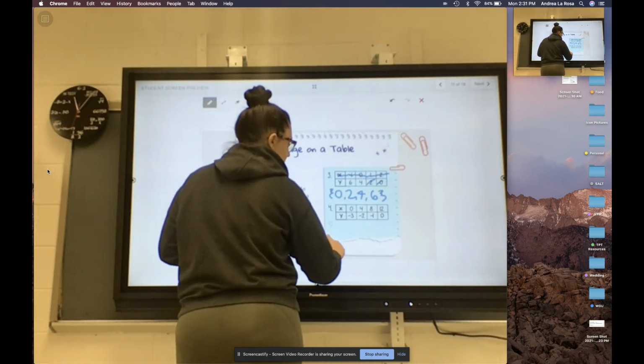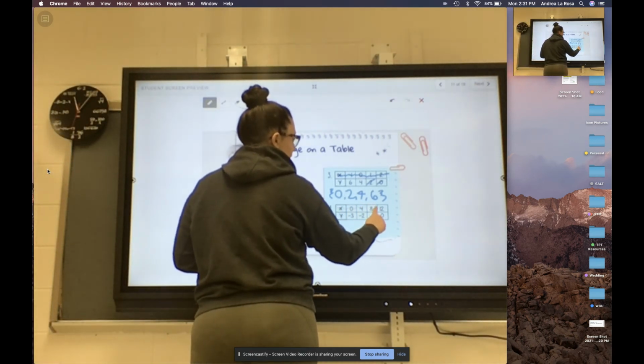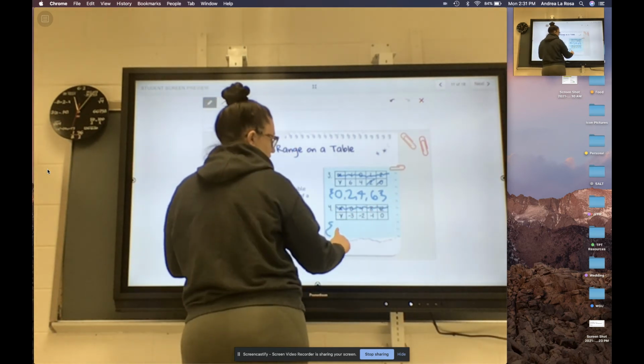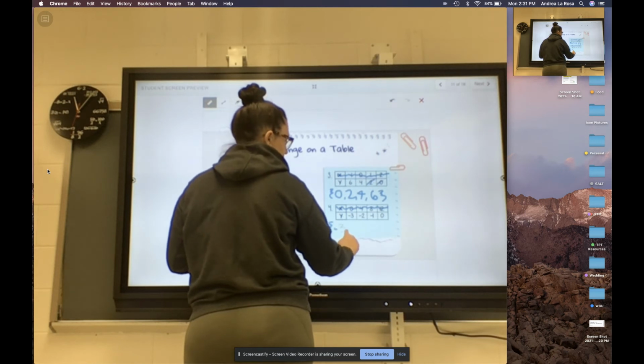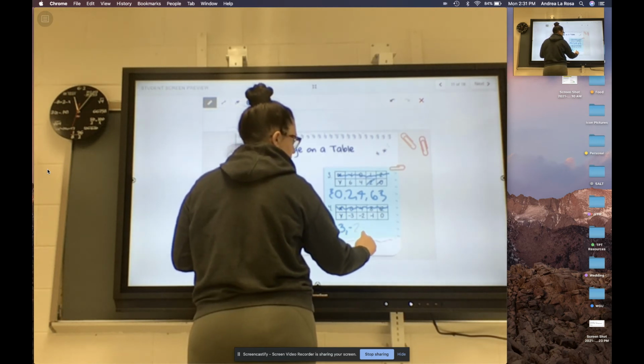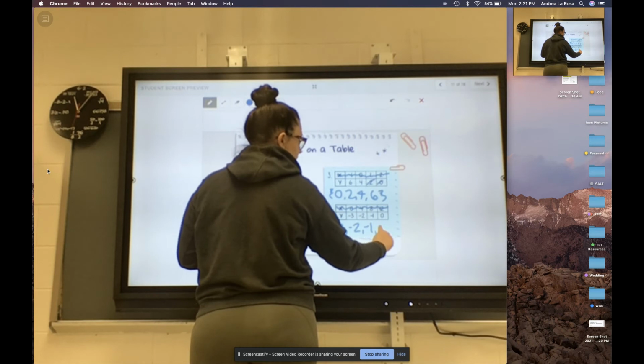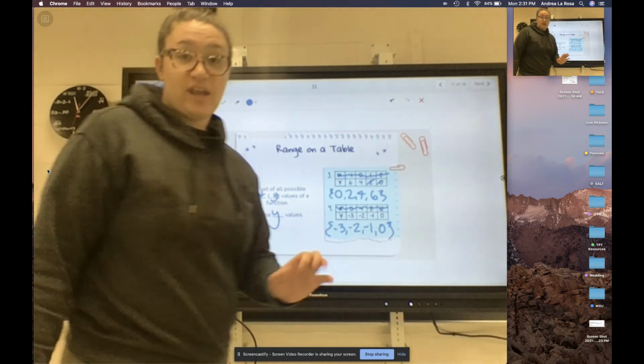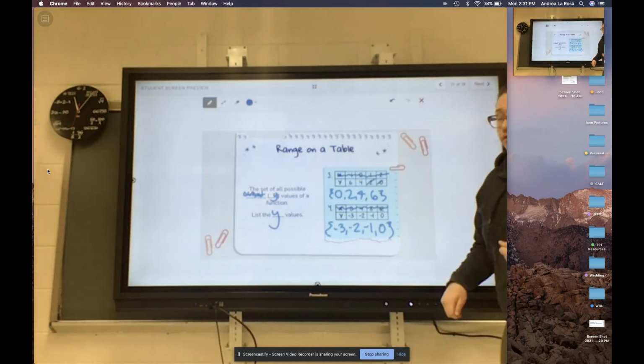If I come in, don't care about my x, I'm on the range. They're already in order for me, so that's nice. So I just got -3, -2, -1, and 0. Whoop, whoop. Range on a table, range on a table, range on a table.